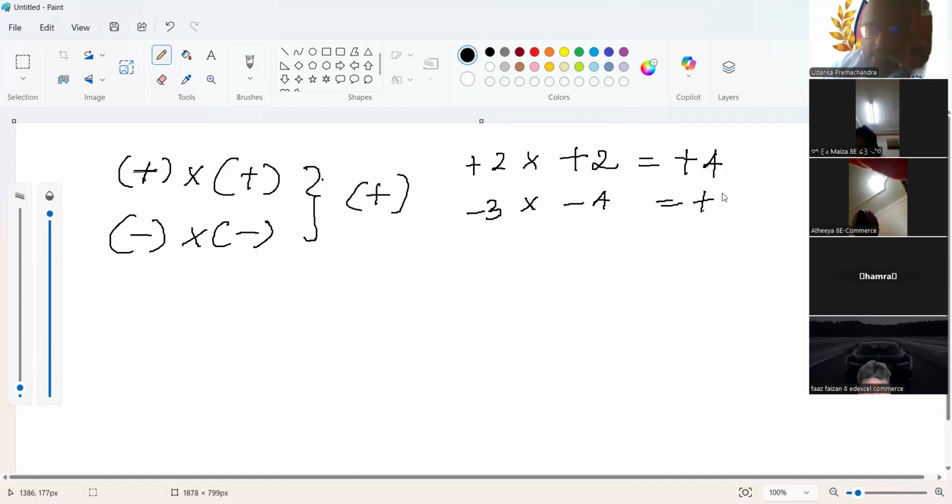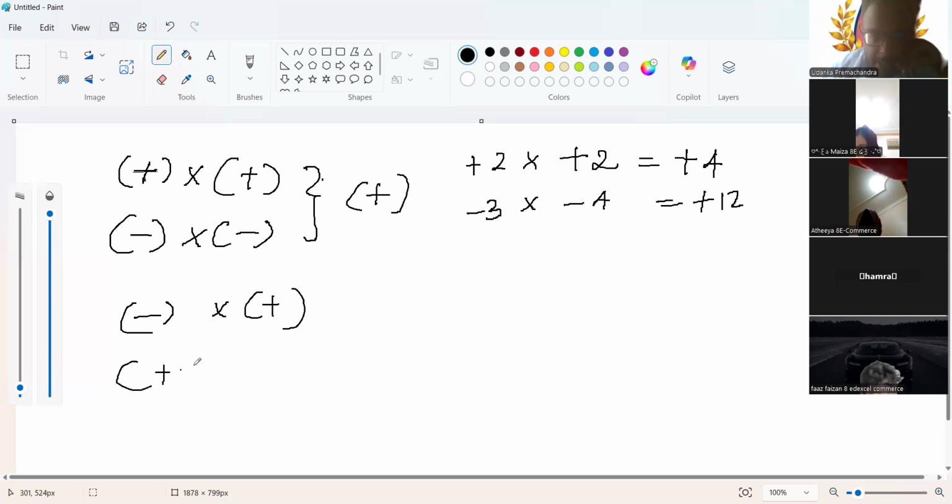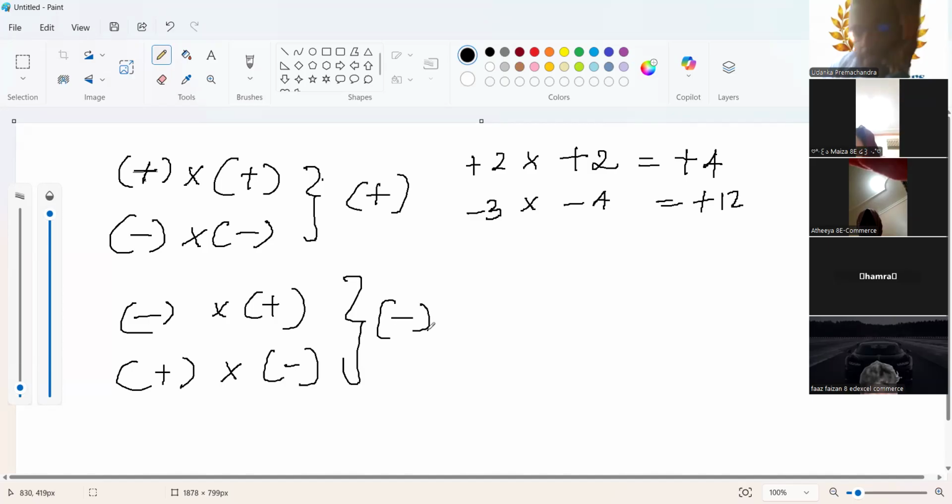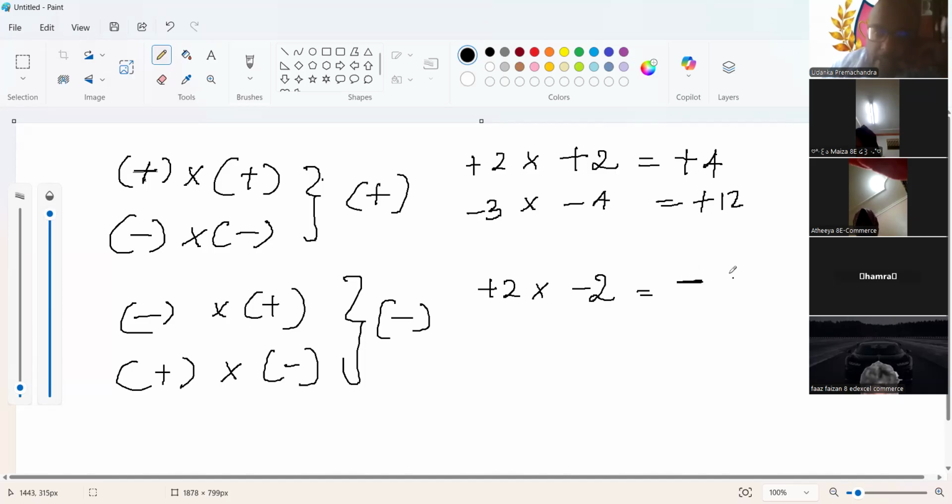Is that clear? These are very basic. But if you are taking minus into plus, or different signs, plus into minus, what happens? If you multiply different signs, it becomes negative. For example, plus 2 into negative 2. What happens? Plus into minus, it becomes negative. 2 into 2, 4. Clear?